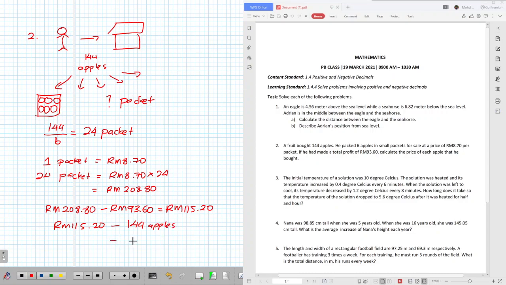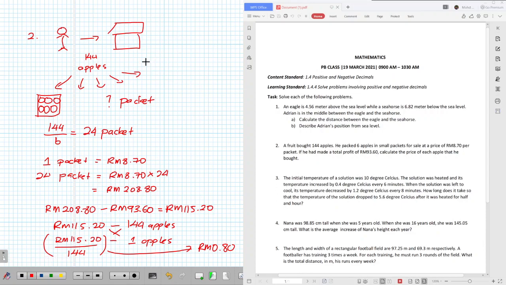So if you want to get one apple, how much is the price? If we do the division, you will get 115.20 divided by 144. Then if you divide it, you will get 80 cent. It is 80 cent. So this is how you do the second question.